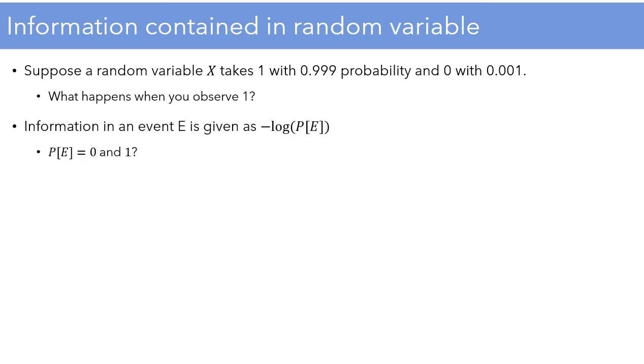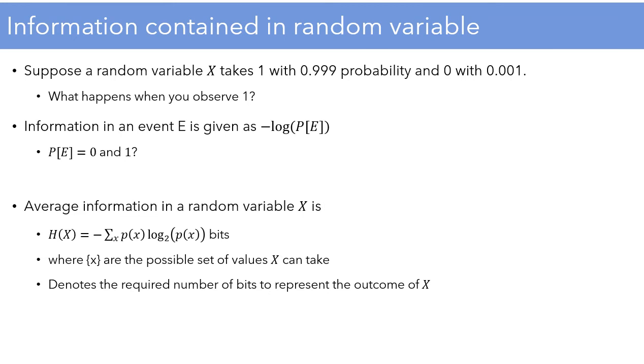So based on this intuitive understanding of information, the mathematical way to define the amount of information in event E is given by minus log of probability of E. If the probability of E is 1, the information is 0, and if the probability decreases, it has very large information. As the probability of E goes to 0, the information in that event increases.